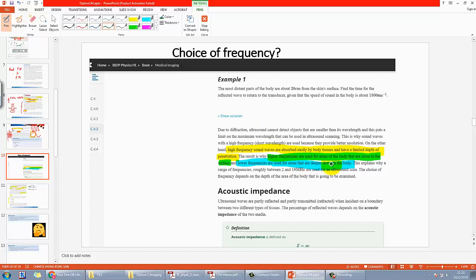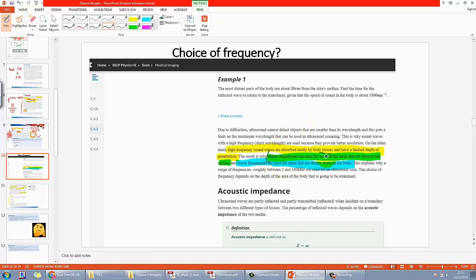Okay, let's take a look. So what it says is, high frequency sound wave could be absorbed easily by the body tissue, and that's why it has a limited depth of penetration. And I think it's quite intuitive that for higher frequency, it would easily be absorbed.